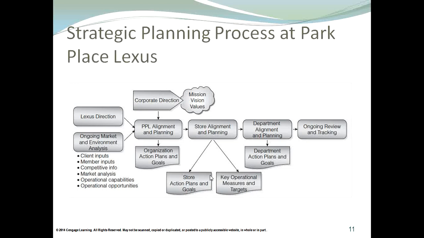As you can see in the flow diagram, going to the market and environment, from here the Lexus direction, which talks about PPL planning, that is alignment and planning, which goes into a strategic alignment. But before that, the important part of it is the corporate direction, that is mission, vision and values of the company. Then we have the organizational action plans and the strategic alignment and planning, which diversifies into two areas, that is key operation measures and targets, and action plans. If you read the case, you can understand how they divided the department alignment and then went into action plans and goals and then to the ongoing review and tracking.